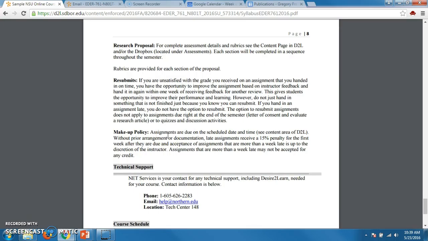Also, if you are unsatisfied with the grade you received on an assignment that you handed in on time, you have the opportunity to improve the assignment based on instructor feedback and hand it in again within 1 week of receiving feedback for another review. Although with the summer class, again, this is less of an opportunity for you because many things are due at the very end of the semester and you cannot resubmit things that are due at the end. If you hand in an assignment late, it does not give you this option to resubmit. So be careful about that.